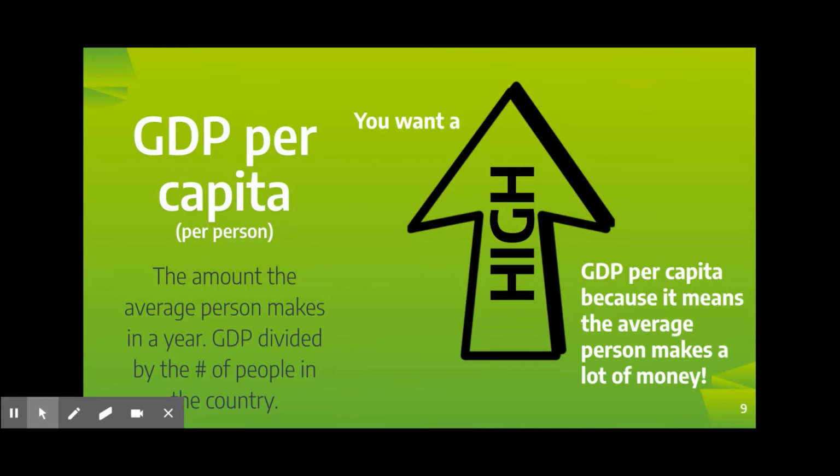GDP per capita, which is GDP per person, is the amount the average person makes in a year. So it's GDP divided by the number of people in the country. So you also want a high GDP per capita because it means the average person makes a lot of money. The higher the GDP per capita, the higher the average salary is per person.